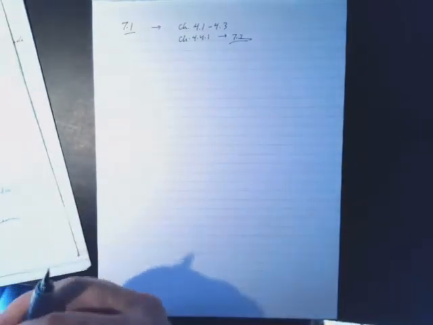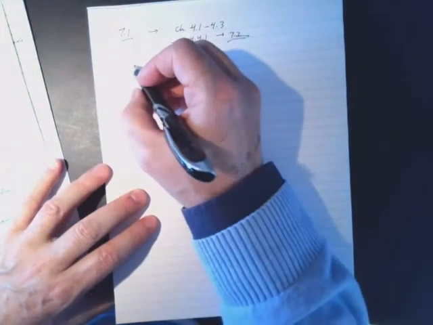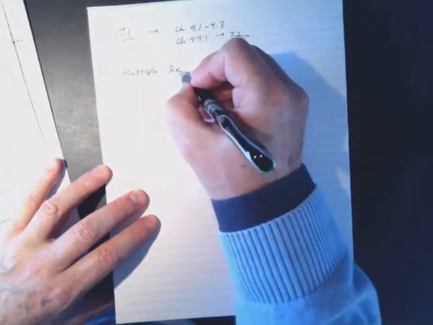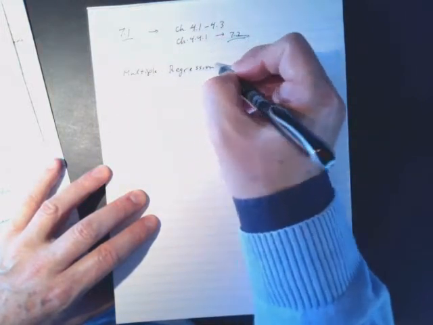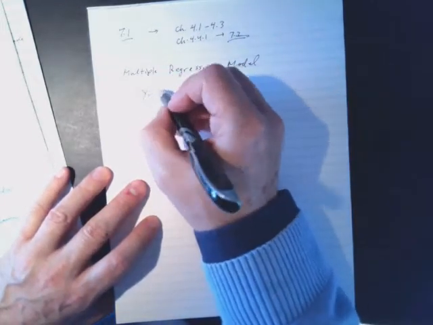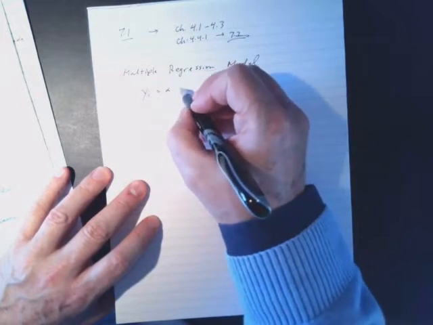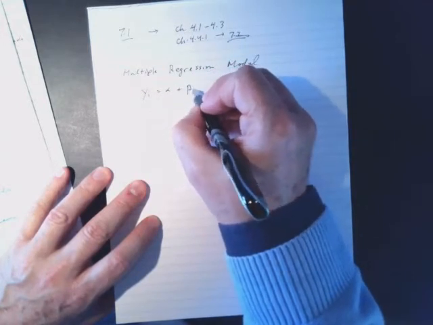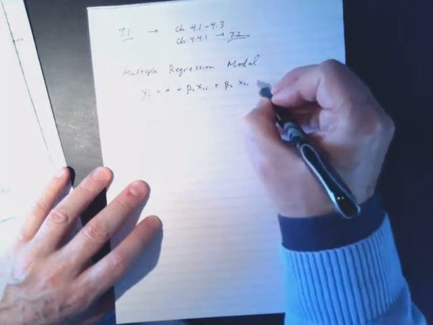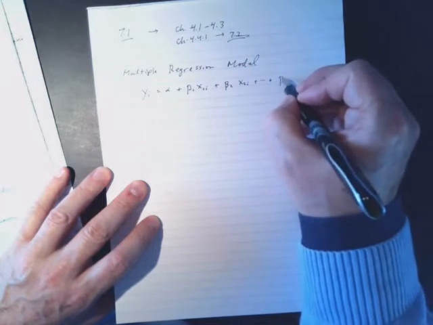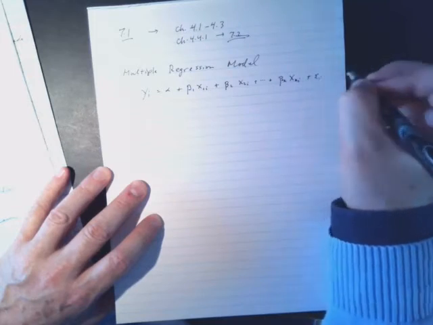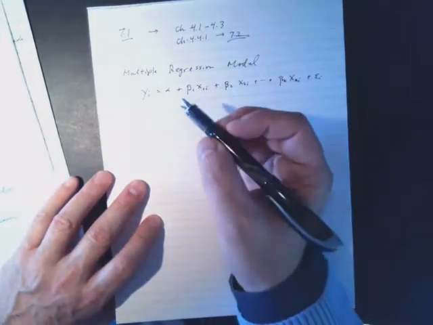All right, so we have the multiple regression model, which is y equals alpha plus beta 1 x1i plus beta 2 x2i plus, and so on to beta k xki plus the error term epsilon i.